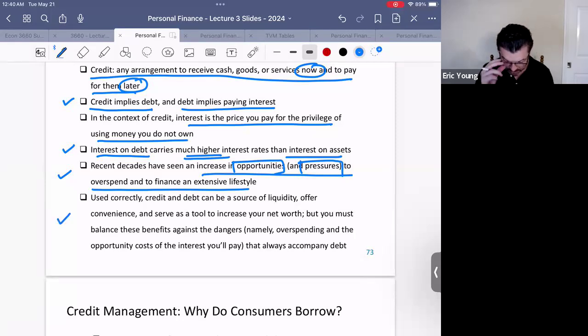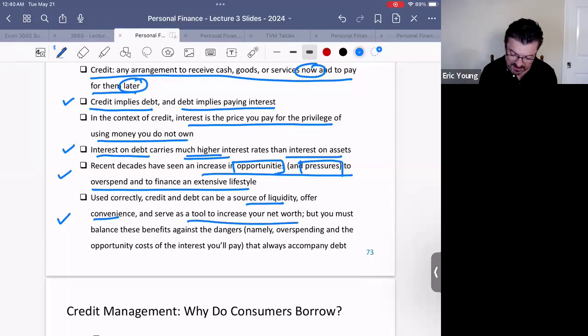Finally, on this kind of broad overview, I am not opposed to credit or debt. In fact, when it's used correctly, credit and debt can be really, really good for you. If it's used correctly, credit and debt can provide liquidity. It can definitely offer convenience. Just think about a credit card. You don't have to carry a lot of cash. You can track all your transactions, very easy.